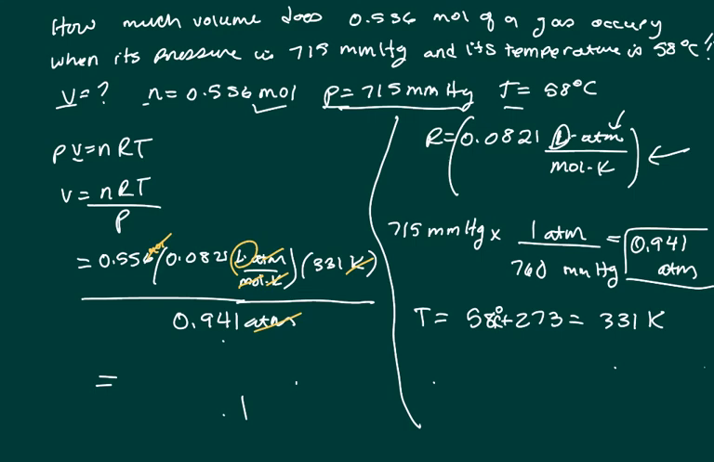0.941. So we should end up with 16.056, but we will call that 2 sig figs because of this. So it'll be 16 liters of gas, and that is our volume.